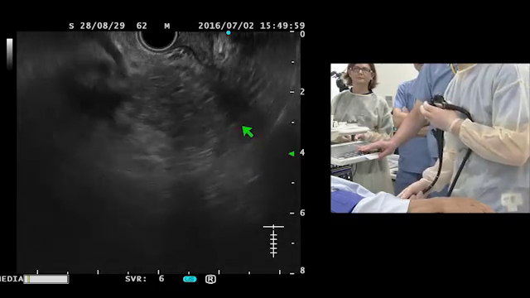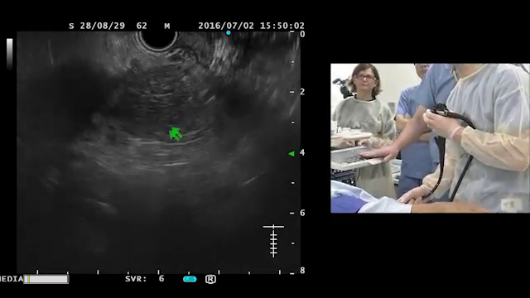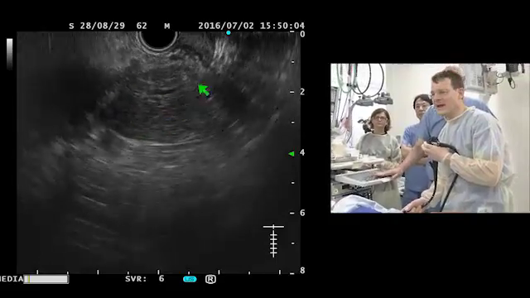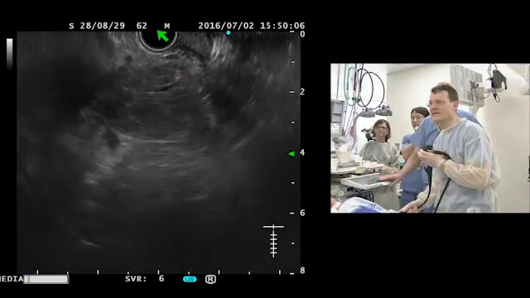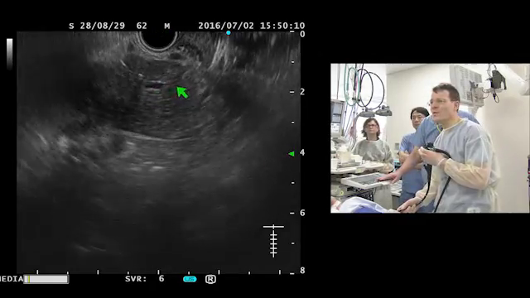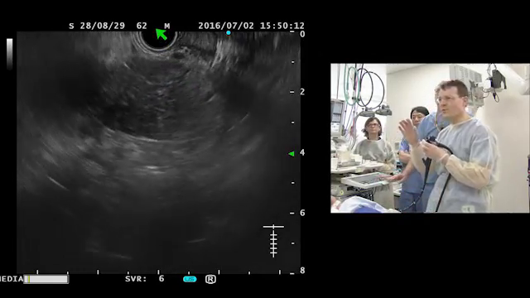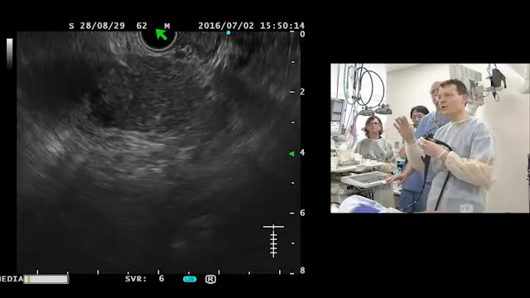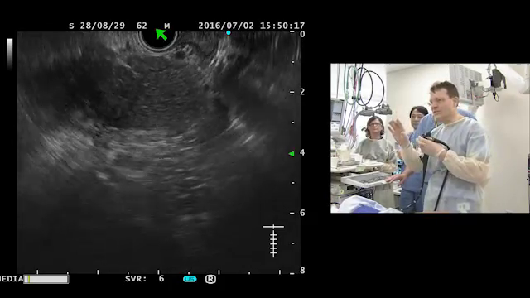So we are here now. We see very nicely here the pancreas. We see already the pancreatic duct in the middle. And now very nicely we are here at the moment in the duodenum. So the pancreatic head is now in the middle.